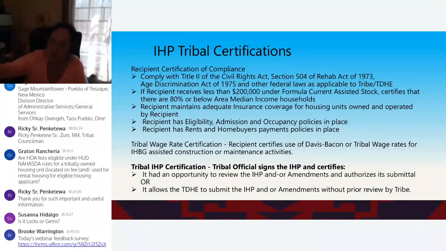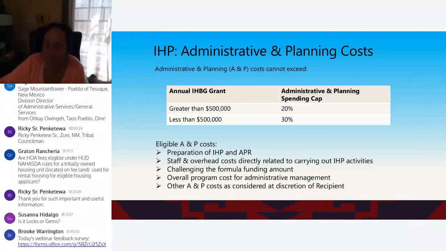You do all those tribal certifications, complying with the Civil Rights Act, the 504 Rehab Act, age discrimination. If you receive less than 200,000, that you have tribal members that fall between 80 and 100% of median income, or actually below 80%, I'm sorry there. That you maintain adequate insurance, that you have admission and occupancy policies, that you have rent and home buyer payment policies in place. And then it talks about tribal wage certification. So we'll talk about that also later on in the week.